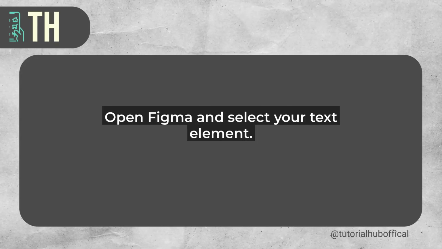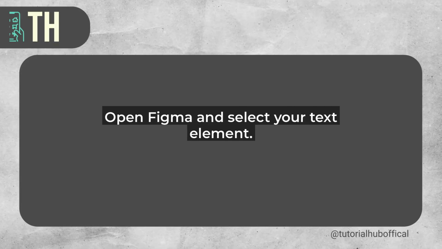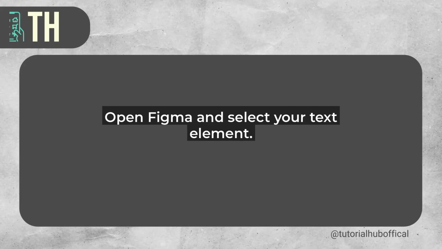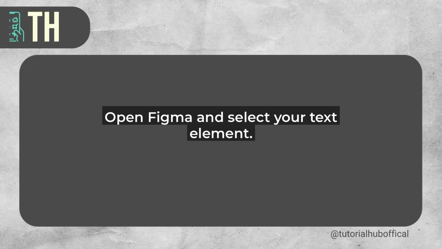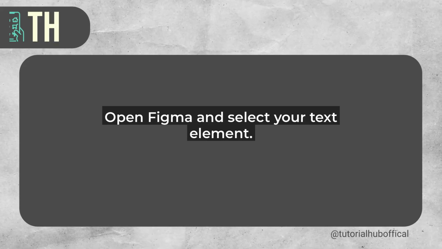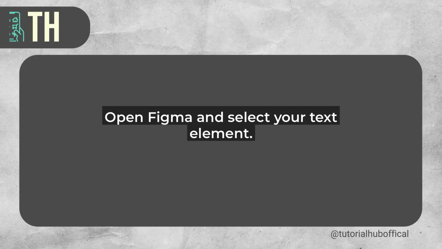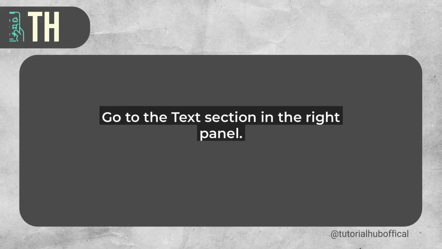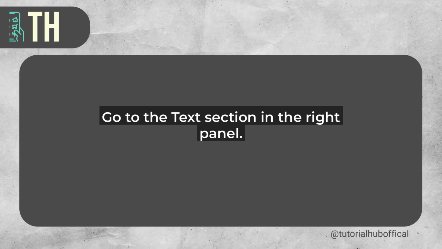First, open up Figma and load your project. Make sure you're in the design mode, that's where all the magic happens. Locate the text element you want to modify by clicking on it in your canvas. You'll see a bounding box appear around it, indicating it's selected.